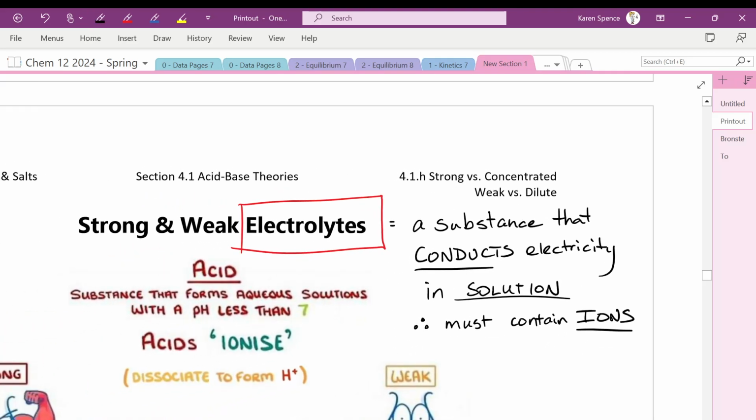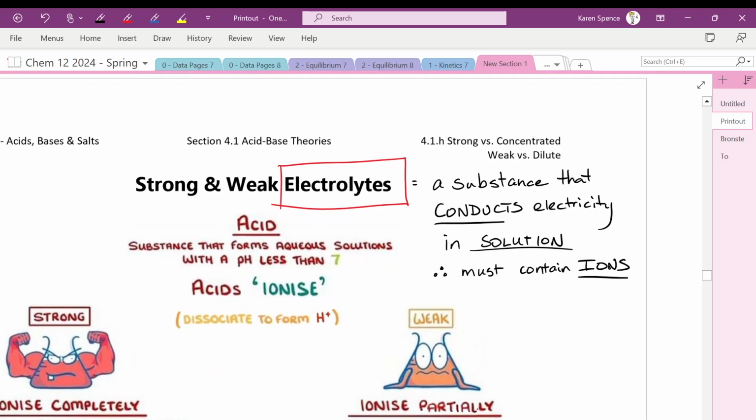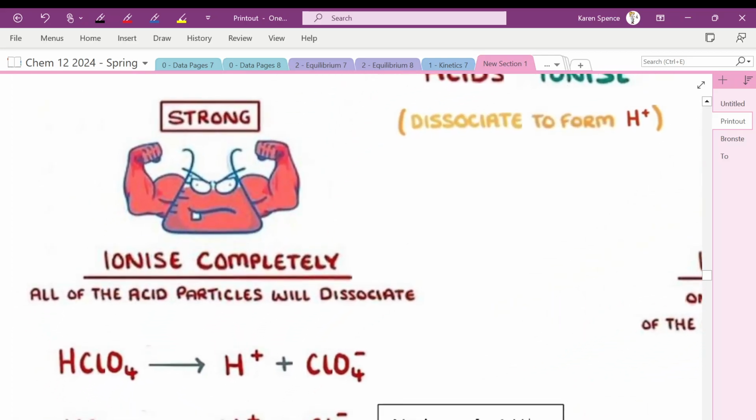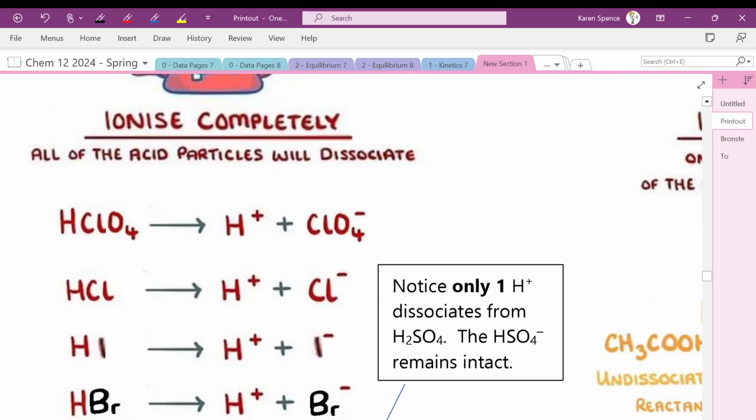Okay, so we have a little strong acid here, and we have a little weak acid. Aren't they cute? They're in little Erlenmeyer flasks. We have the strong acid and the weak acid. And the strong acid will ionize completely, okay? All of the acid particles will dissociate. So it's going to be all here, and we're going to have none of this.